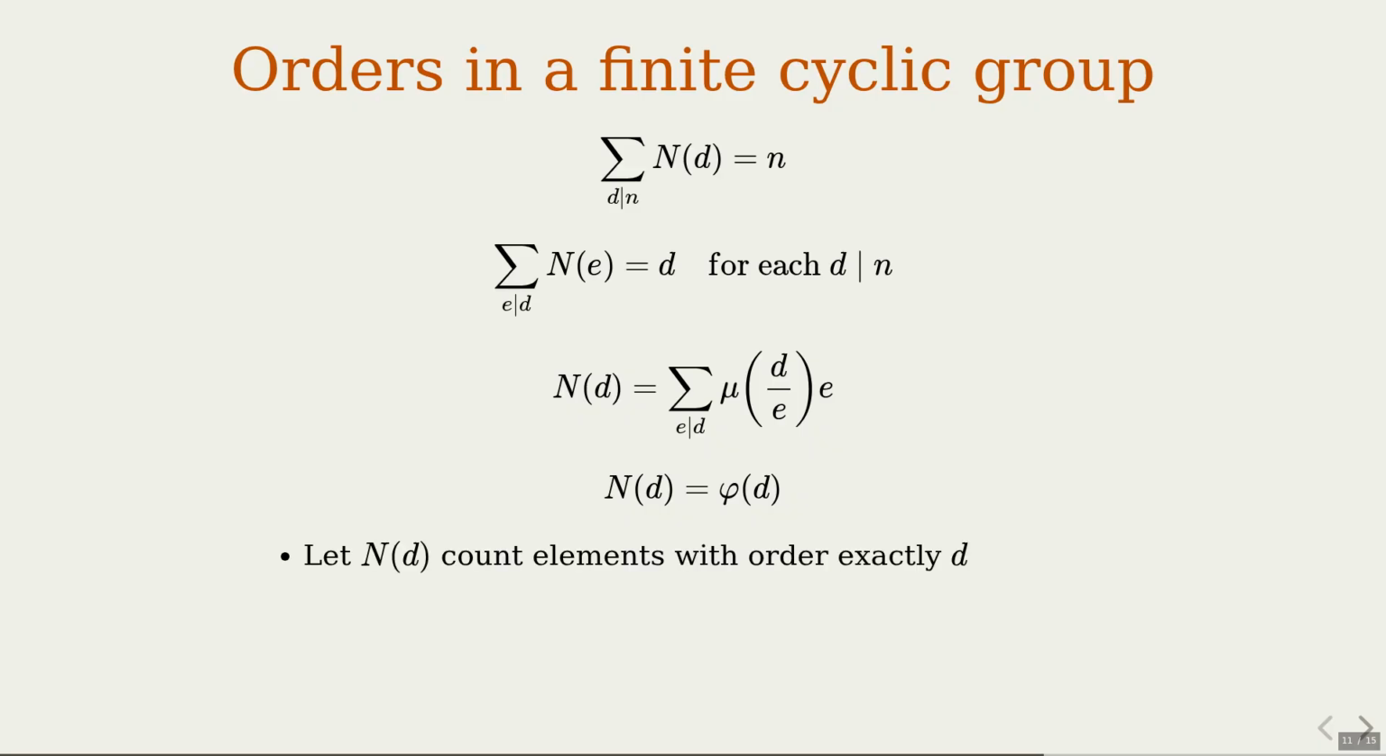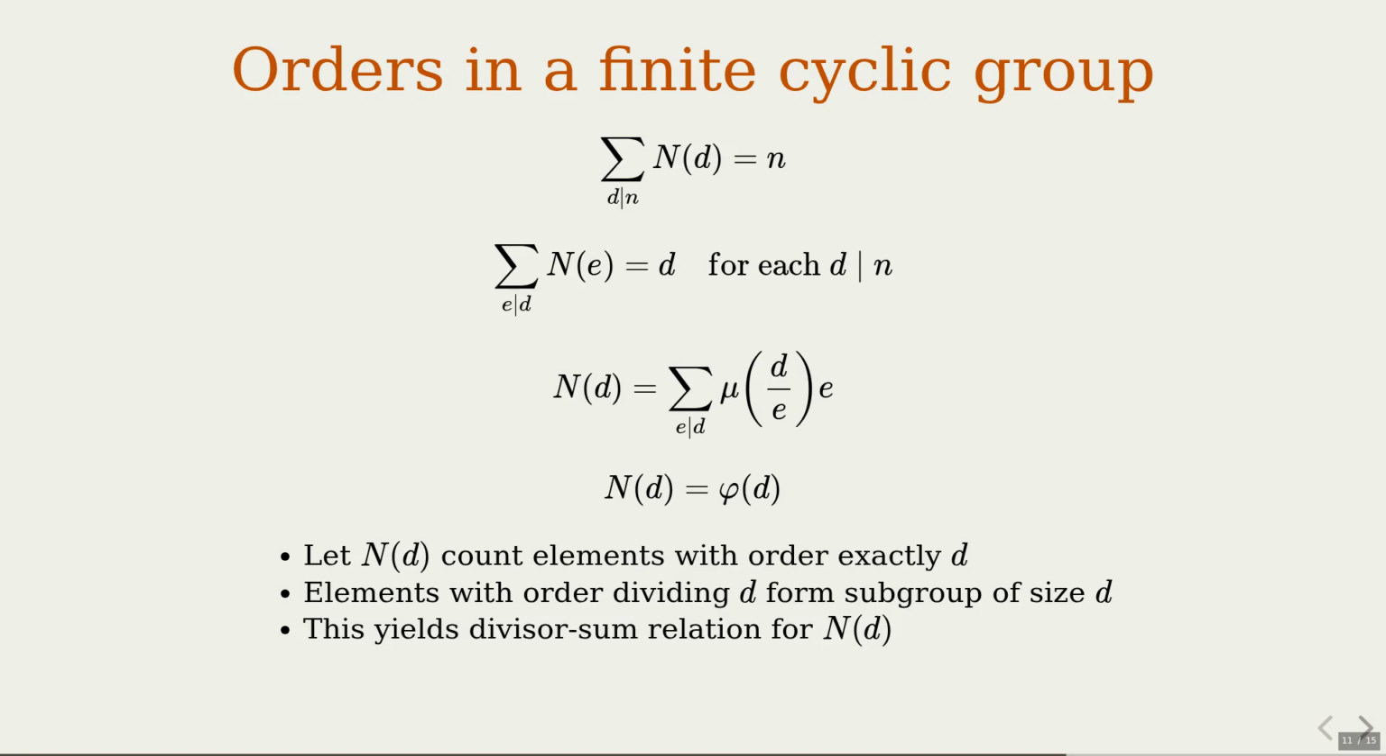We start by defining n of d to be the number of elements of order exactly d. Because the group is cyclic, there is exactly one subgroup of each size dividing n. So the elements whose order divides d form the subgroup of size d. That subgroup perspective gives the relation where sums of n of e over divisors amount to the size d. Applying Möbius inversion to that divisor sum immediately yields n of d equal to phi of d. So as soon as I see a cyclic group, I can automatically say there are phi of d elements of each order d dividing n.